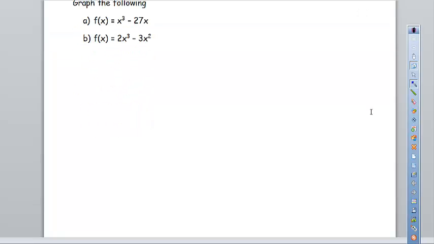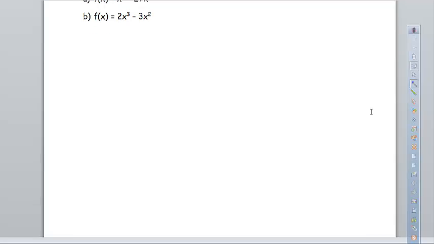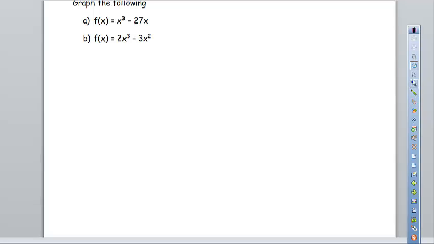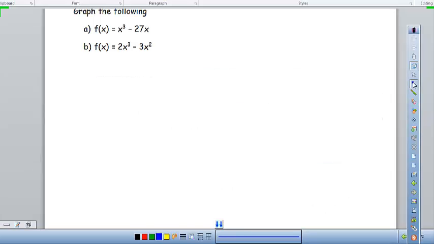We've got a few things we want to graph. Let's start with f of x equals x cubed minus 27x. Okay, first thing we're going to do is think about, like they said, the domain of this function. For our particular function, it's a polynomial, so it's defined where? All real numbers, right? We can put anything in there, so that's good.